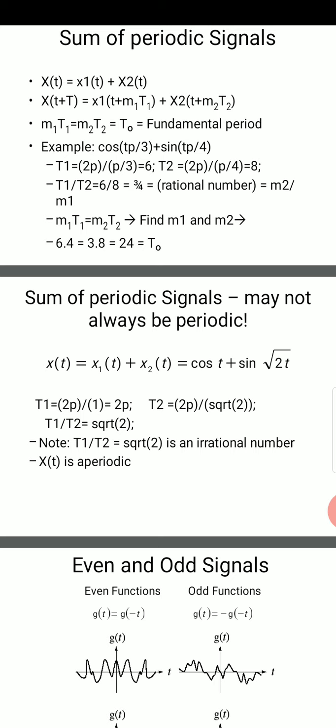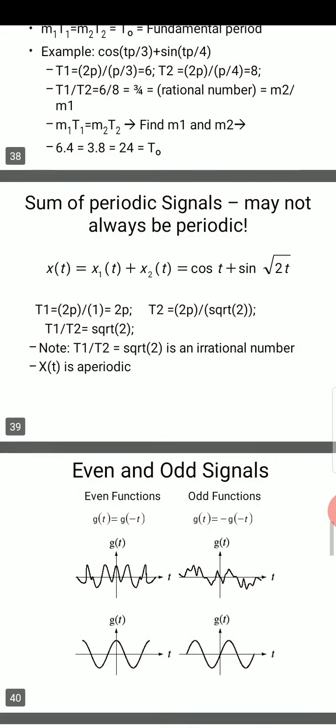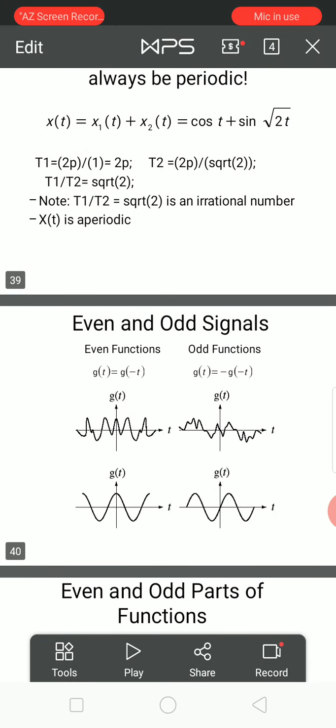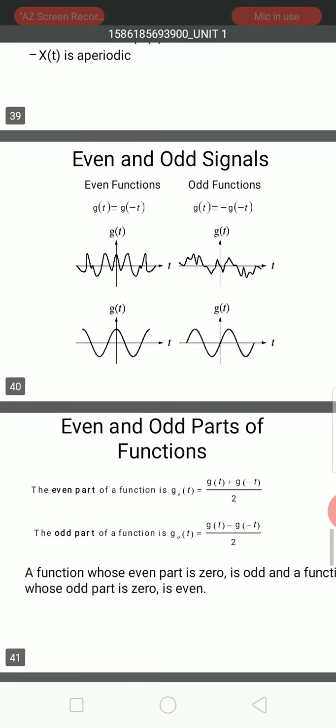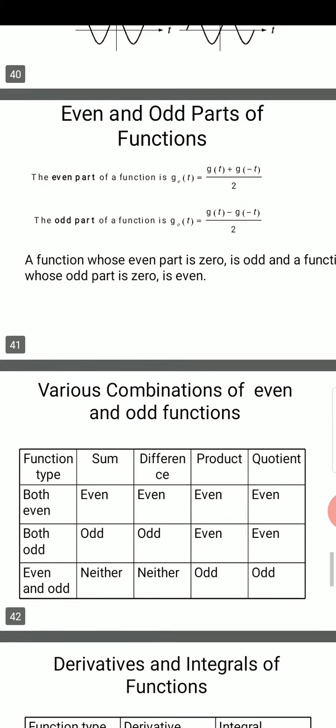Root 2 is not rational, so this is called an aperiodic signal. The ratio of T1 by T2 should be a rational number, but here the ratio of T1 by T2 is not a rational number. This is an aperiodic signal. We have already discussed even and odd signals, even and odd functions.